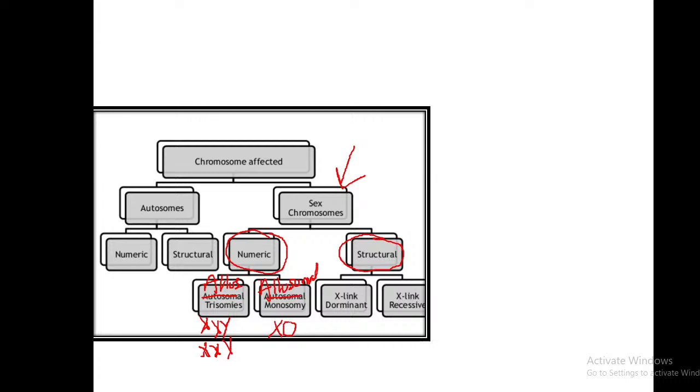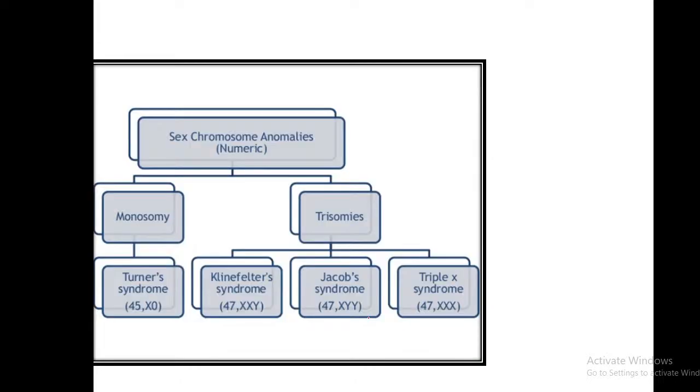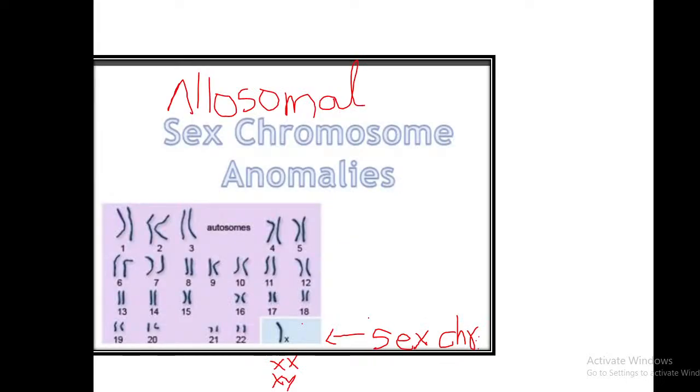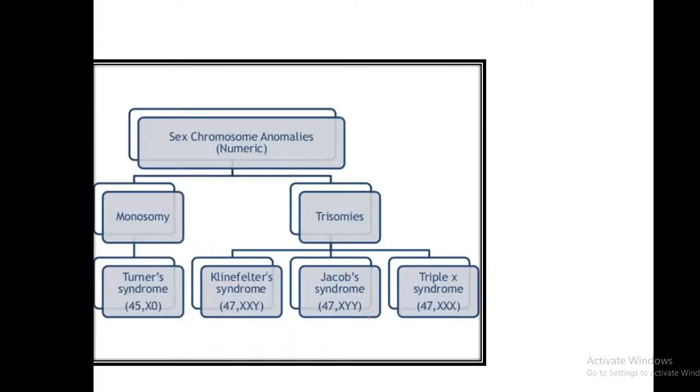Trisomy means +1. Now let's see an example, and here the structural means X-linked and recessive mutation. If there is a change in the structure of the X or Y chromosome, that's known as structural mutations. Now monosomy: the sex chromosomal anomalies, or change in number, or allosomal anomalies, can be monosomic or trisomic.